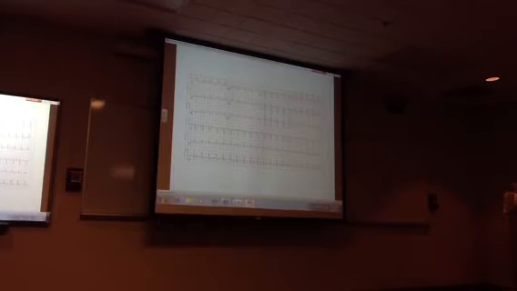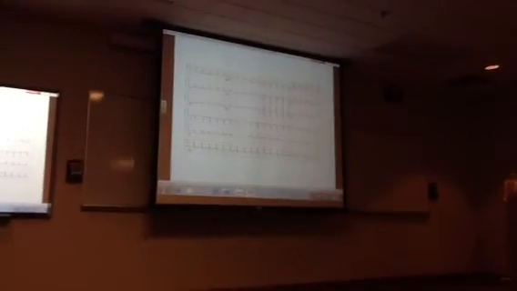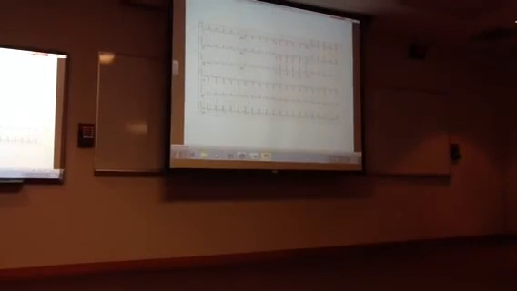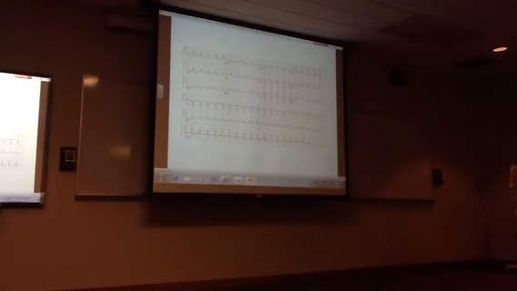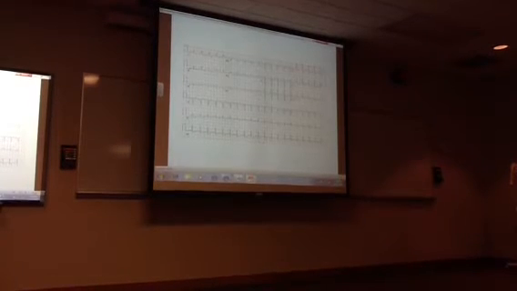All right, we look at lead one for the axis. I don't know if you can see this from the back or not. We look at lead one, and is it positive or negative? It's positive. So most of the deflection, most of the potential change in lead one is upright.